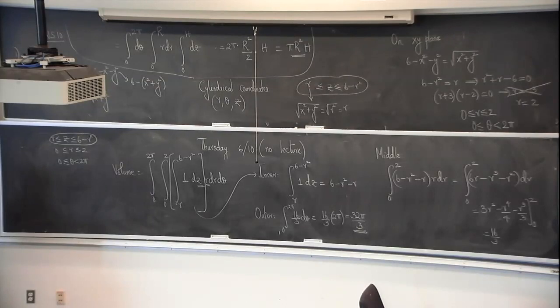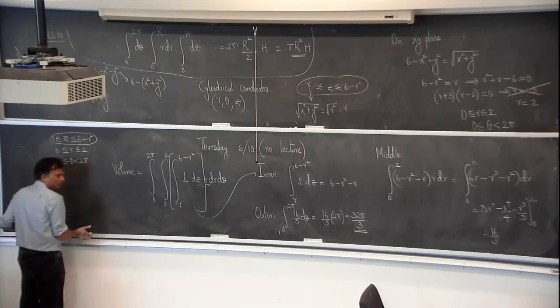Let's do the second one, which I think we may have set up last week using XYZ, but we did not do it because it was not very easy to do using rectangular. Okay. So this is the one with the paraboloid and plane cutting it at the bottom.